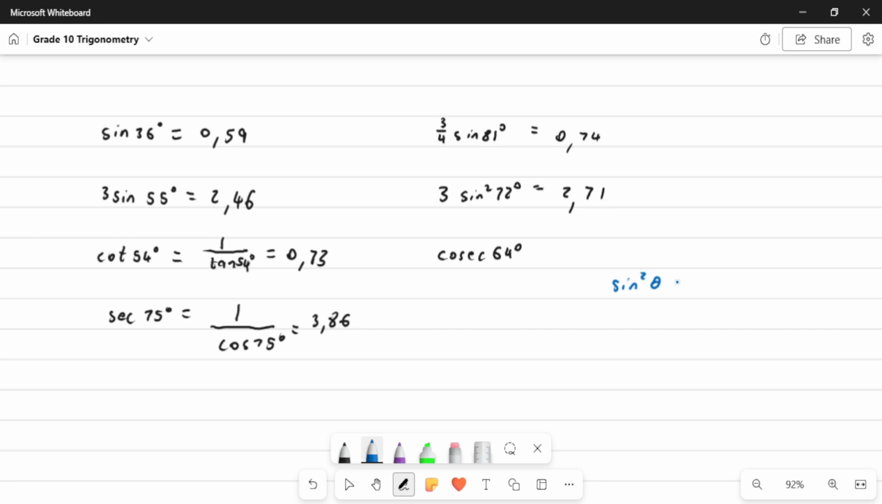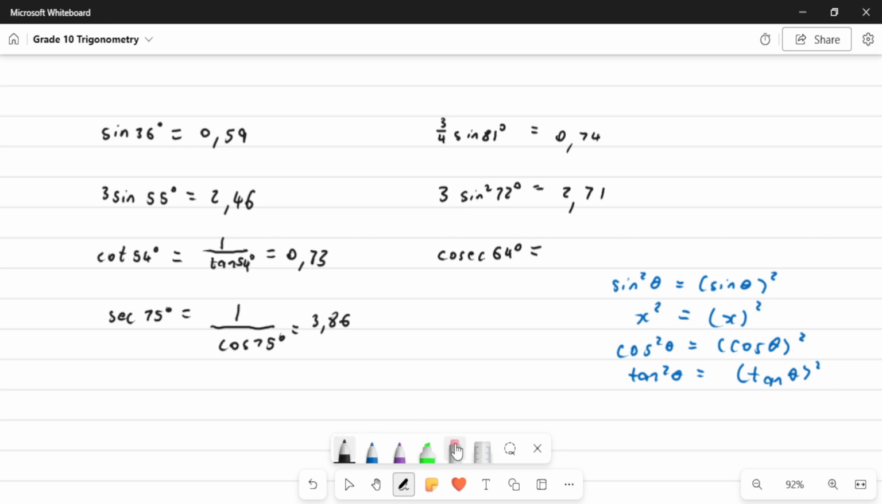Now I just want to add some additional information here. Sine squared of theta is equivalent to sine theta all squared. When we start working with trigonometric identities, I want you to start thinking of sine of theta and the others as variables. If I had x squared, this is equivalent to x all squared. It's the same thing. Cos squared of theta is equivalent to cos theta all squared. Tan squared of theta is equivalent to tan theta all squared. Exact same idea.